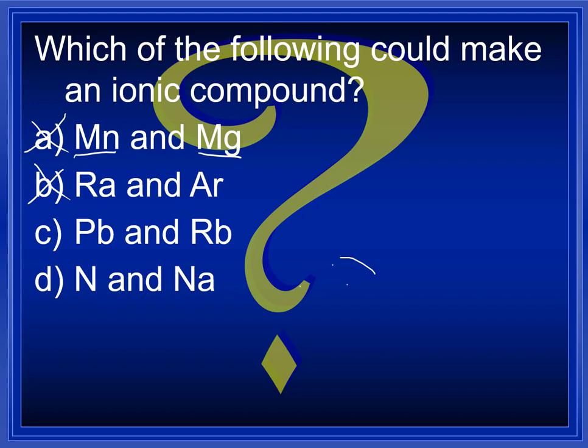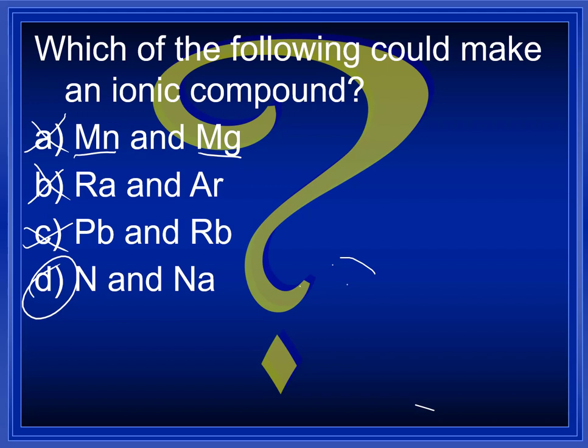Rb and Br. Rb, a metal. Br, a nonmetal. Hmm, actually Rb is a metal and Br is a nonmetal, one of each. Na and N: N a nonmetal, Na a metal. One of each. It's going to be that. Doesn't matter what order they're in, I got to have one of each.